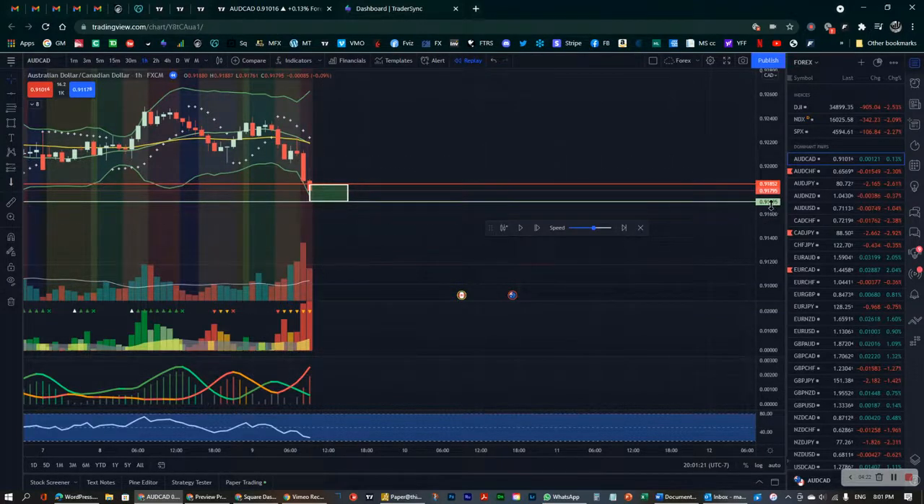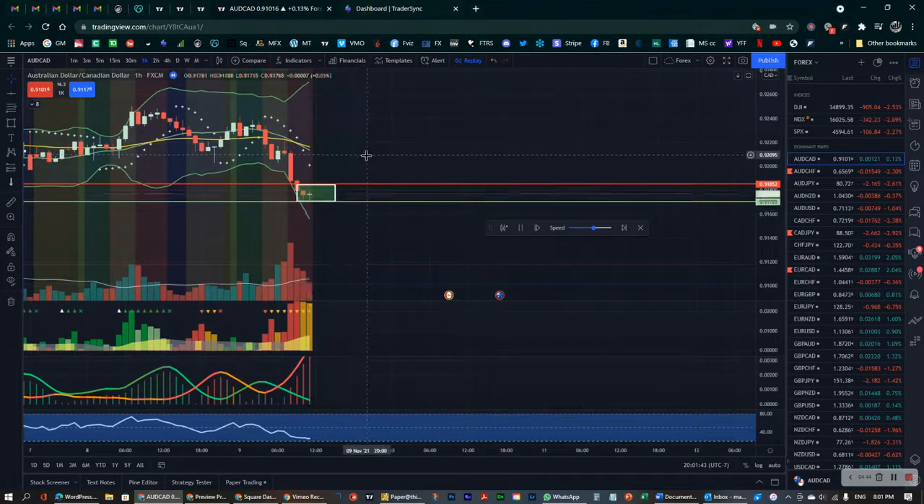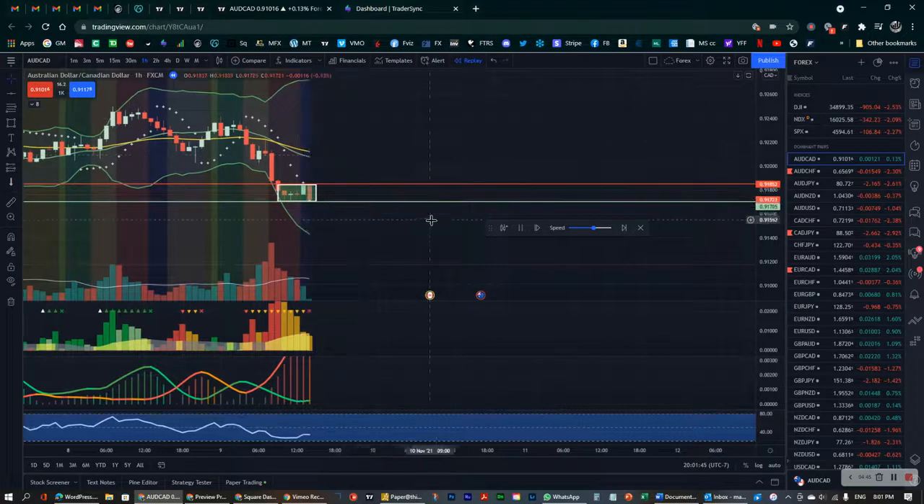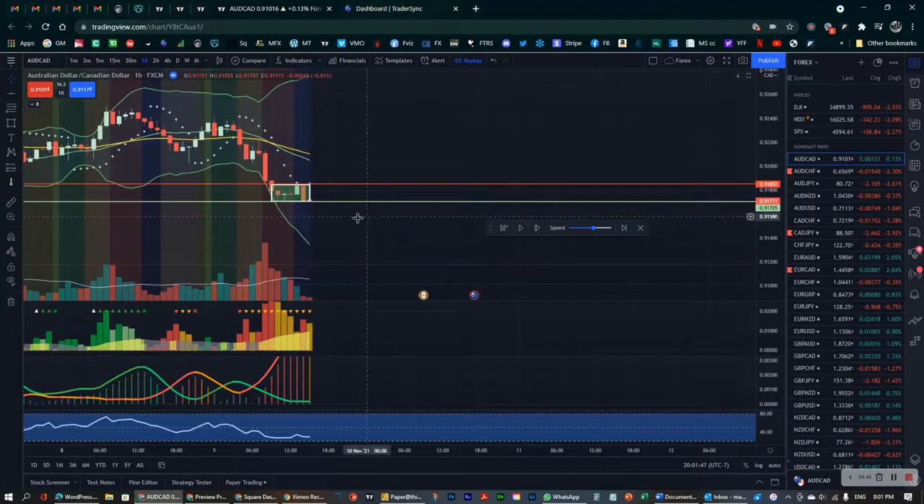So we're going to write this down. The entry is 0.91705. And this is Aussie CAD. All right, so we'll hit play. And as soon as it looks like we get triggered, which looked like it was right there. So 1400 on the 9th of November.